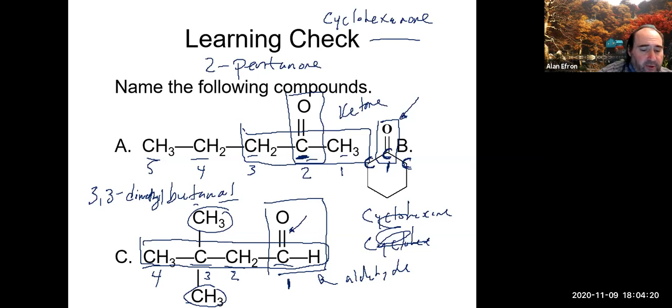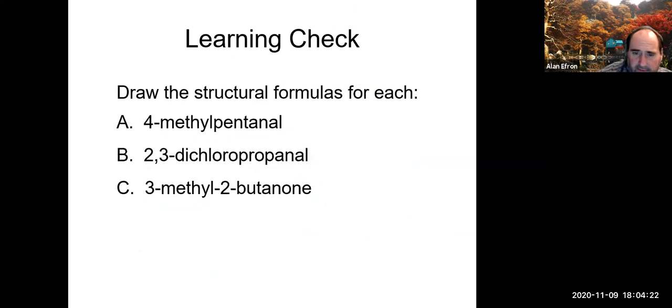Okay, so let's make sure we can also draw it. So here are a few. Draw the pictures for each of these, or the formulas, or the structure, I guess is a better way of writing that.